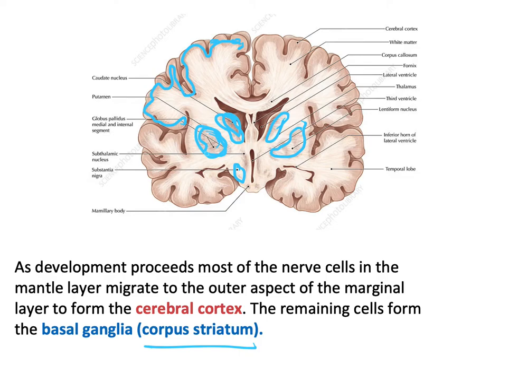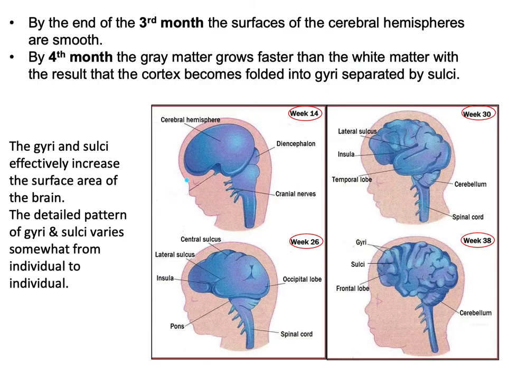lentiform nucleus. So back again to the cerebral hemisphere, by the end of the third month, if you look at the cerebral hemisphere, you will see it is mainly smooth. But this will not last for long, because after a month, the gray matter will start to grow faster than the white matter, and you will start to see a zigzag line, a kind of gyri and sulci, right? So you start to see the features of the gyri and sulci by the fourth month. And this increases the surface area of the brain in a small space.